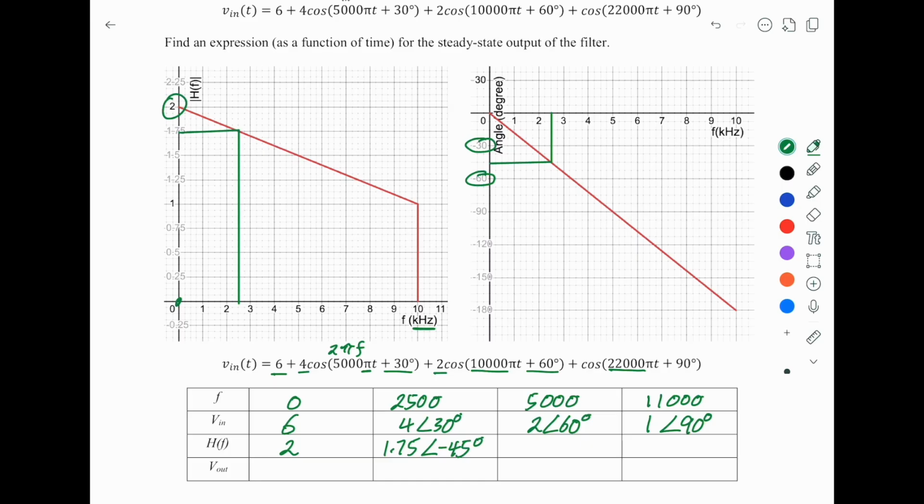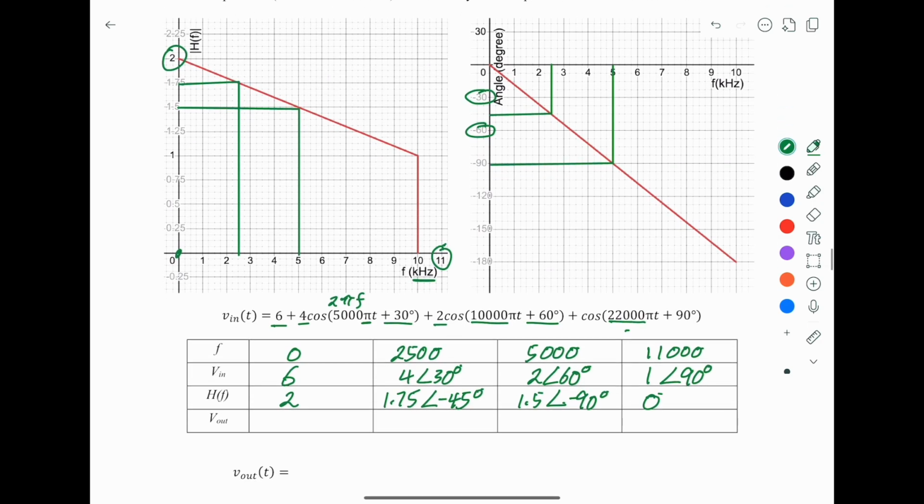Next, 5,000. 5,000 here, and this is here. So this is 1.5. And 5,000. And here, minus 90 degrees. Next, 11,000. 11,000 here is already beyond the cutoff frequency. So it's 0. So no need to worry about the phase.